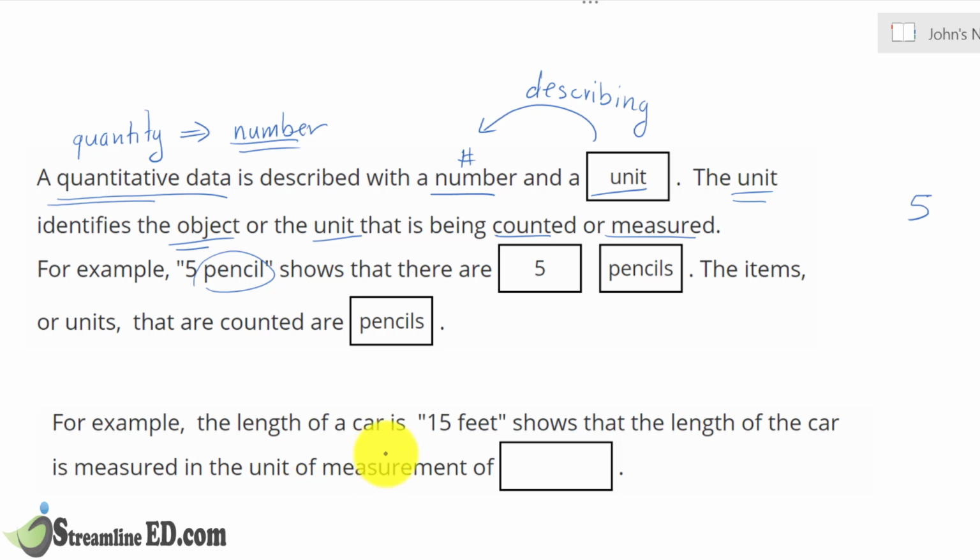The length of a car is 15 feet, okay? That shows that the length of a car is measured in the unit of what measurement? Well, of course it's got to be measured in foot or feet. And notice how, in most cases that you've been working with measurements so far, everything is pretty much written in a singular form because we want to make sure that it is consistent. Because later on when you go to high school, you are going to learn something called variables, and every single letter counts, okay? And that's why we always write a unit in a singular form.